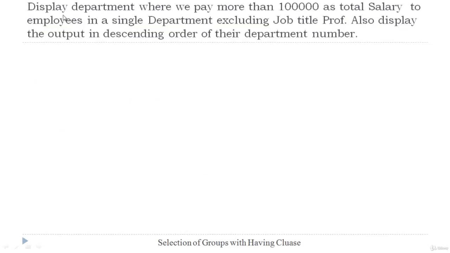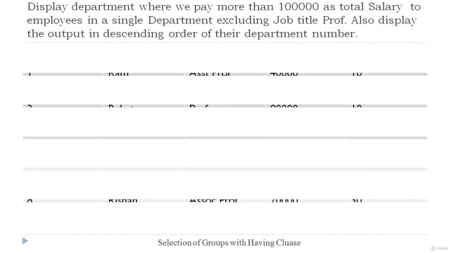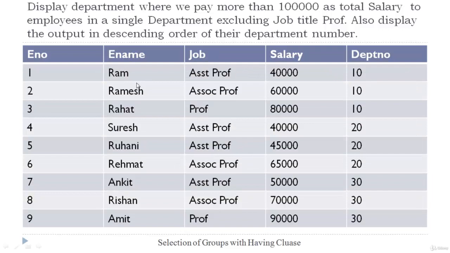Let us perform this task: display department numbers where we pay more than 1 lakh as total salary to employees in a single department, excluding job title professor. Also display the output in descending order of department number. This operation will be performed on the same employee database with 5 columns: e-number, e-name, job, salary and department number.